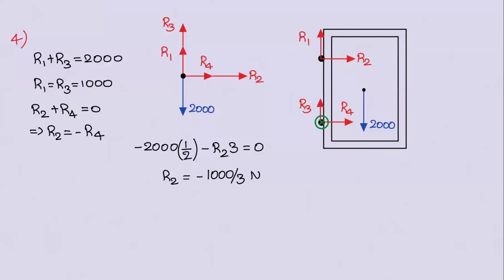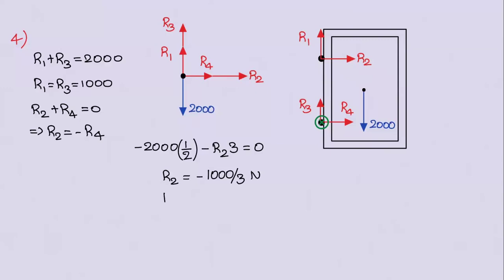1000 by 3 Newton. Yes or no? Check it. Why the minus sign? That means mathematics is speaking with you. R2's direction is wrong. R2 must be like this. That's it, we got R2.